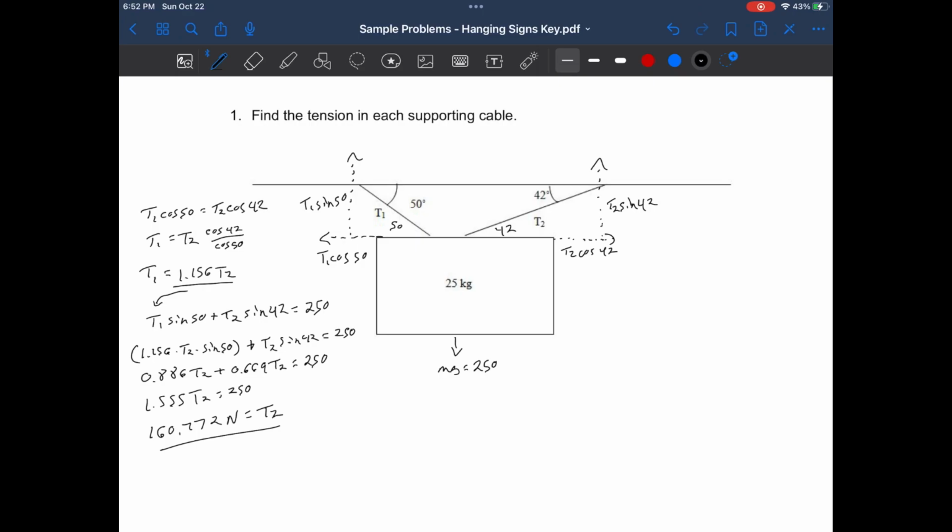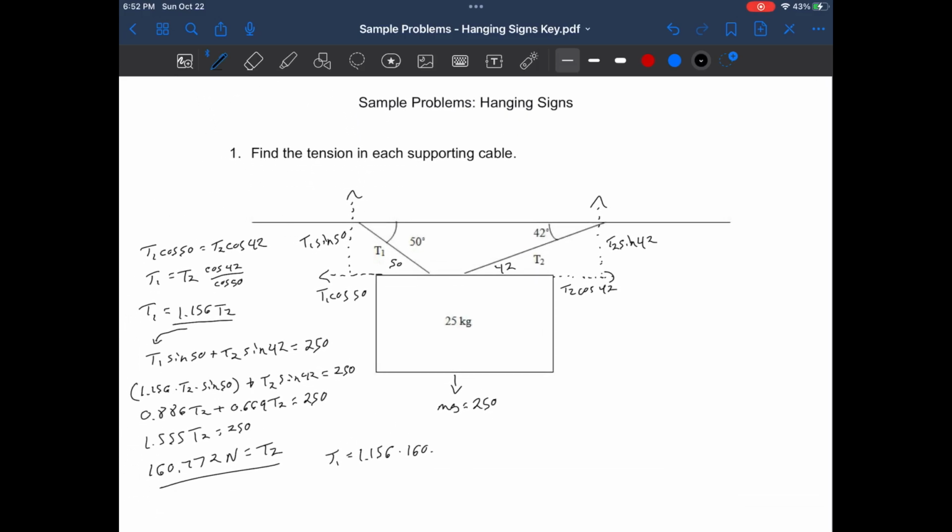Now that we know what T2 is, we can go back to our original equation and say T1 is equal to T2, which is 160.772, times the cosine of 42 divided by cosine of 50, or just simply say it is equal to 1.156 times T2 of 160.772. So my T1 ends up being 185.852 newtons. Just plugging that into the original equation since I solved for T2 in the second equation.